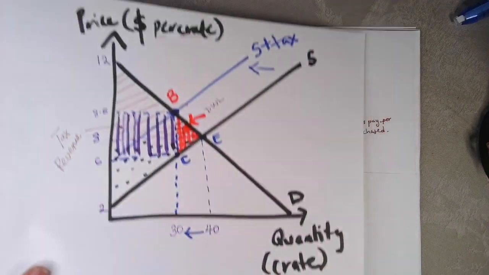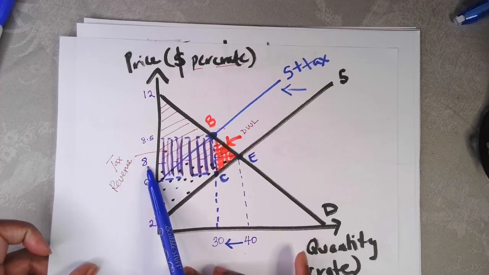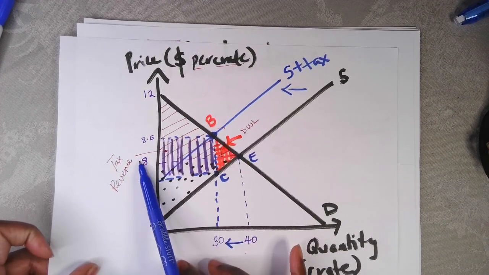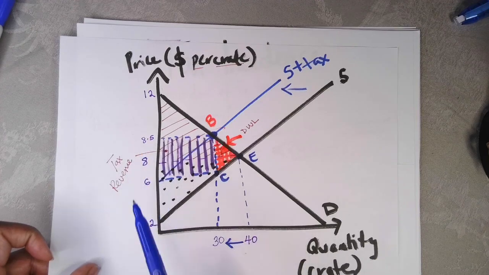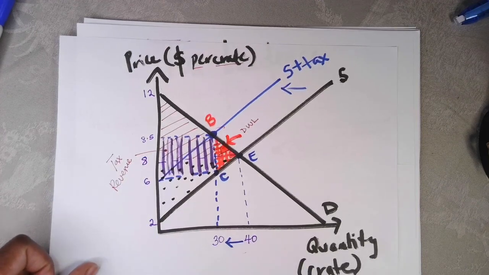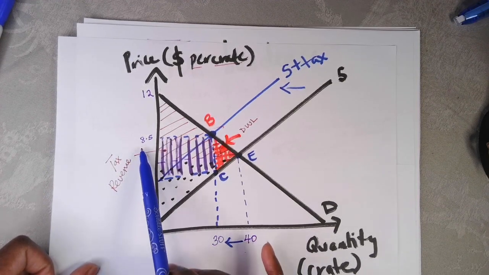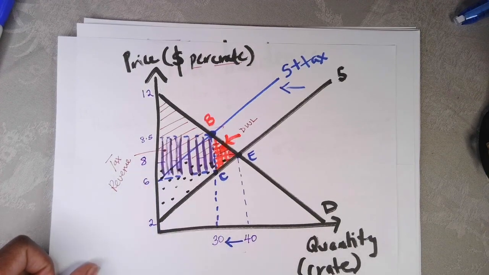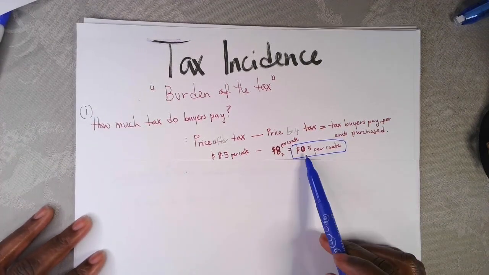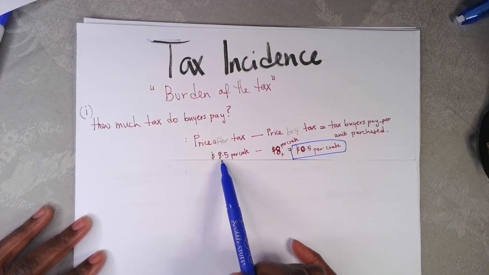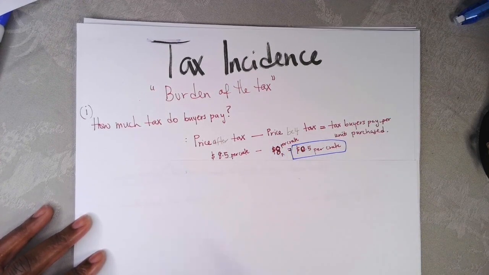Now, if we go back to this graph, it's easy to see that before the tax, buyers pay $8. After the tax, buyers pay $8.5. Now, in our previous video, we saw that one of the effects of the tax is to increase the price that buyers pay. The difference there is $0.5 per crate. So we take that $8.5 per crate and subtract from it the $8 per crate before the tax, and that's our answer.